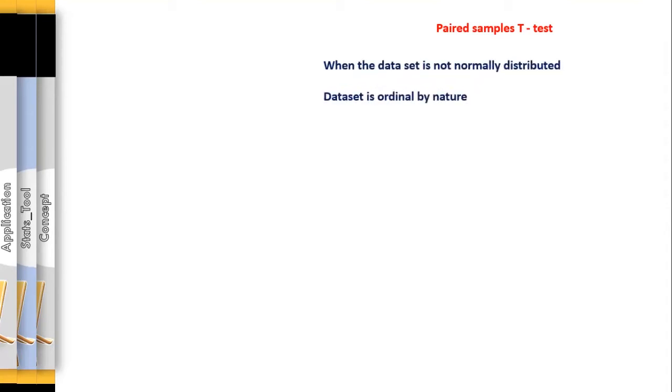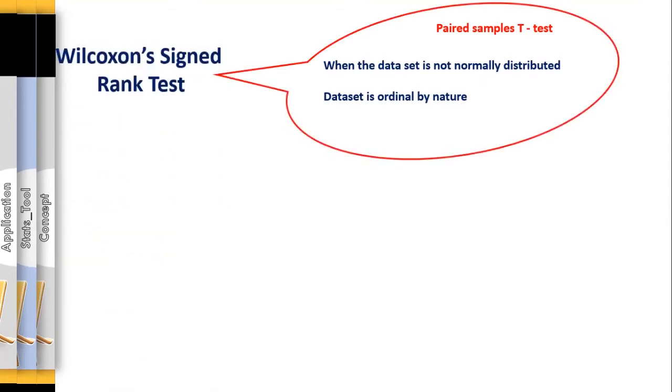However, a situation will arise where our data set is not normally distributed, or it is ordinal in nature. In that case, what do we do in measuring the difference between these repeated measures? We employ what we call the Wilcoxon signed-rank test.